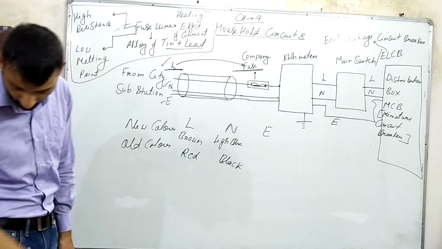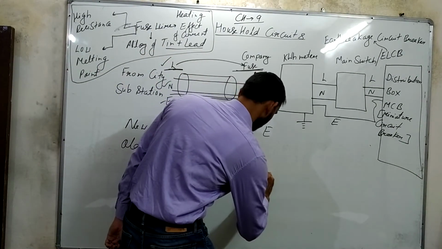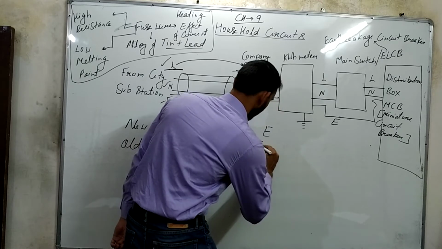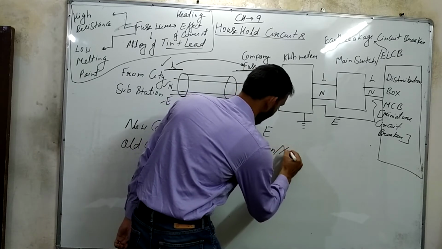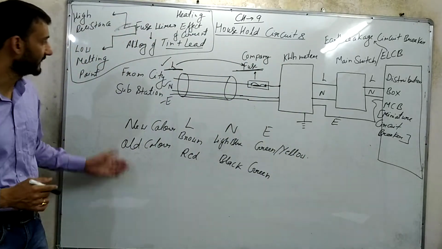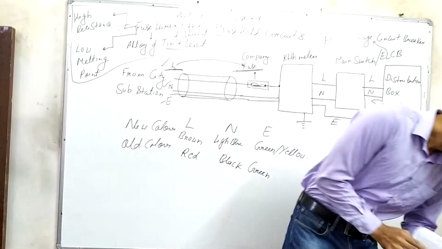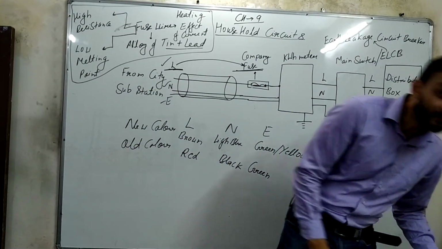So I think this is the old one. Yeah, so old one is green. Here you have it as green and yellow. So these are the sign conventions. Okay, you need to remember these sign conventions. And the last but not the least is the safety precautions.